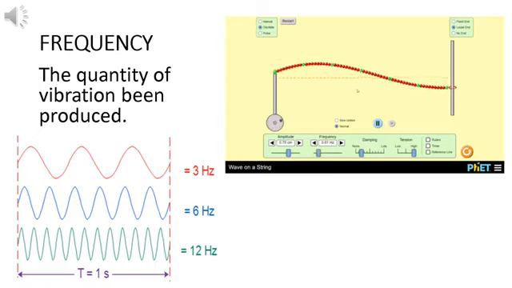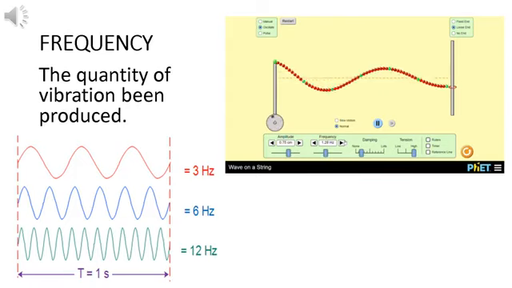So the second parameter is the frequency. It is the quantity of vibration being produced, or gaano karami yung napoproduce na waves in a certain period. So as you can see here from the video, as I am increasing the frequency, the number of vibrations are also increasing.